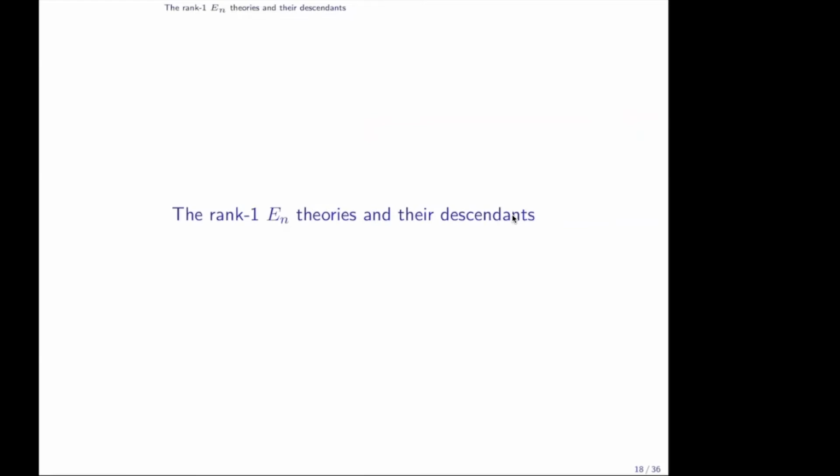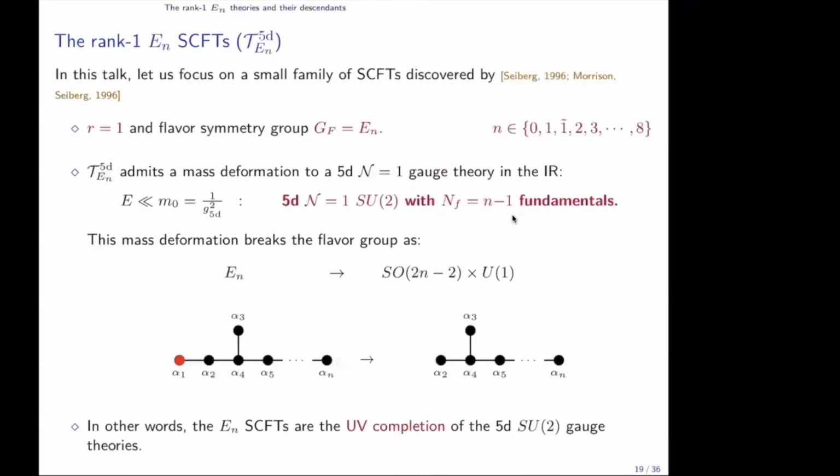All right. So let me then focus on one simple class of theories where I think we know everything by now. Those are the so-called E_n theories. Those are rank 1 5D theories with the E_n flavor symmetry. They were discovered by Seiberg and Morrison and Seiberg in '96. They are the UV completion of the 5D N=1 SU(2) gauge theory with n-1 fundamental hypermultiplets.